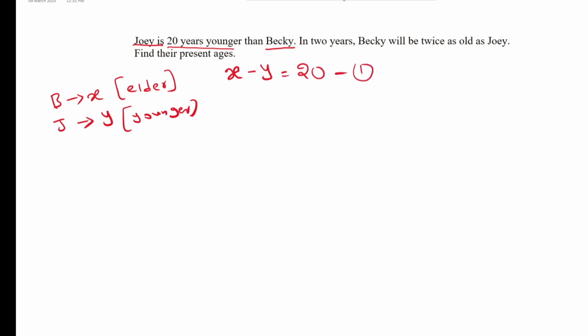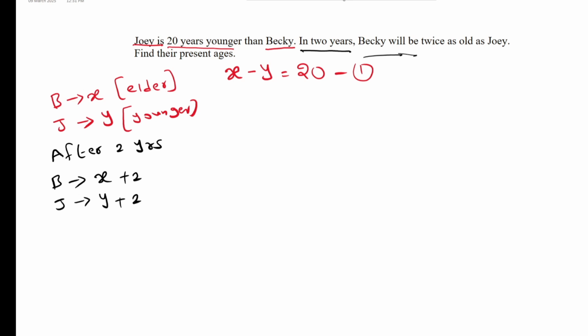Now moving to the second statement. In 2 years, after 2 years, Becky and Joy. Present age of Becky is X, then after 2 years she will be X plus 2. Present age of Joy is Y, then after 2 years he will be Y plus 2. Now coming to the statement, in 2 years, once after writing this 2 years, you need to forget about the present ages. In 2 years, Becky will be.